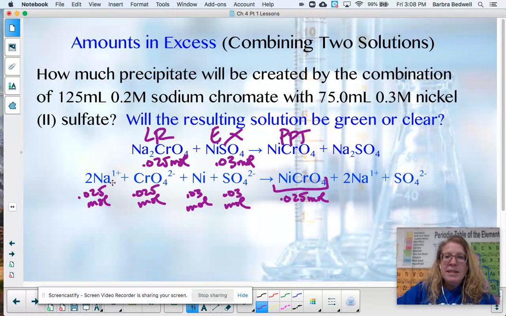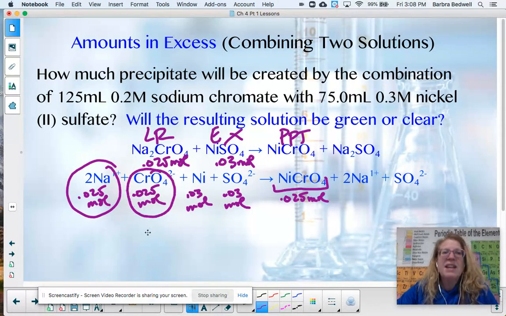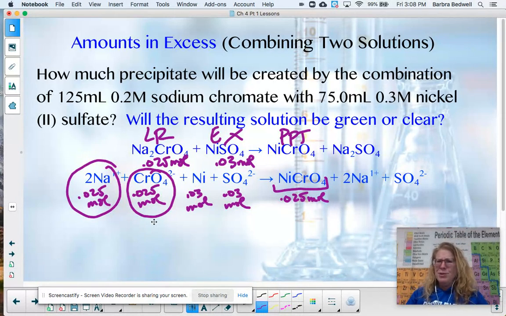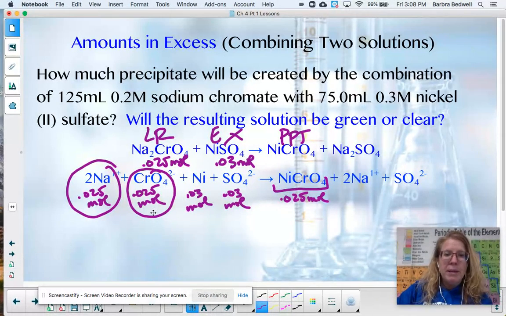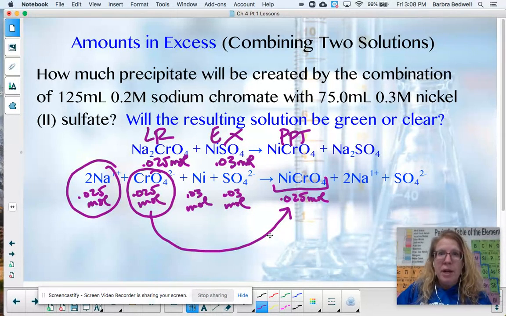So what does this mean? This is a limiting reactant. The sodium is a limiting reactant. All of this and all of this got, well, I don't want to say got used up, but are the limiting reactants, the ones that I got to take a look at. Well, where did these end up? The chromium, the chromate, all of it ended up right here. All 0.025 moles of that stuff went from being in an ion form to being bound up here in this stuff.